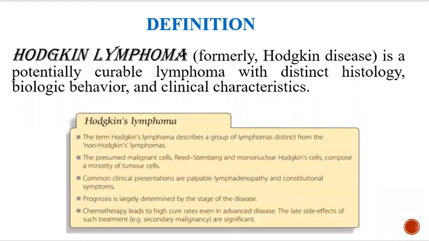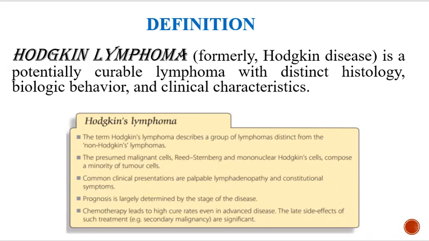Hodgkin lymphoma is a potentially curable lymphoma with distinct histology, biological behavior, and clinical characteristics. Most often, it affects young adults aged from 20 to 40 years old. A second incidence peak is seen in individuals aged 55 and older. Slightly more men than women are diagnosed with Hodgkin lymphoma.